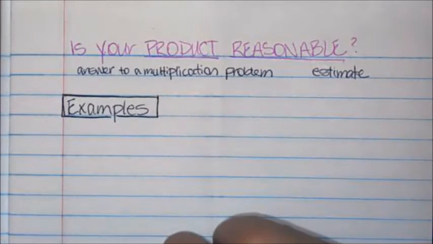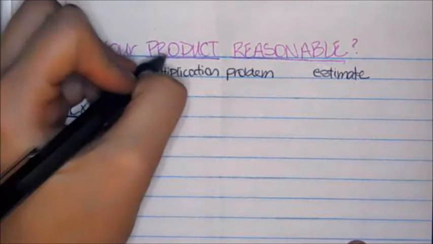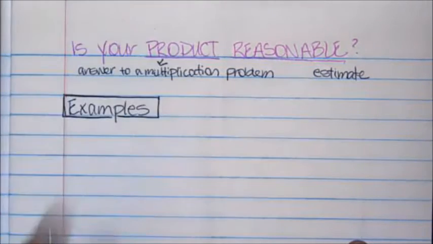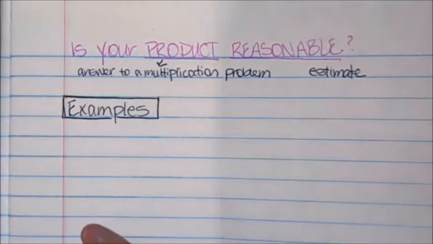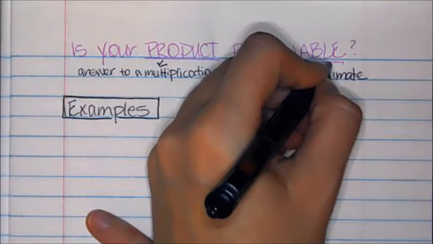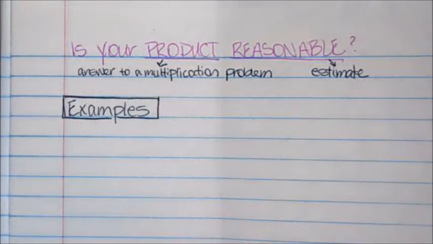So here in my notes, I went ahead and asked the question, is your product reasonable? And I have defined the word product. I want you to be able to remember that. A product is an answer to a multiplication problem. And when we say reasonable, that means that we're going to be doing some estimating. So that is the skill that we are working on right now.